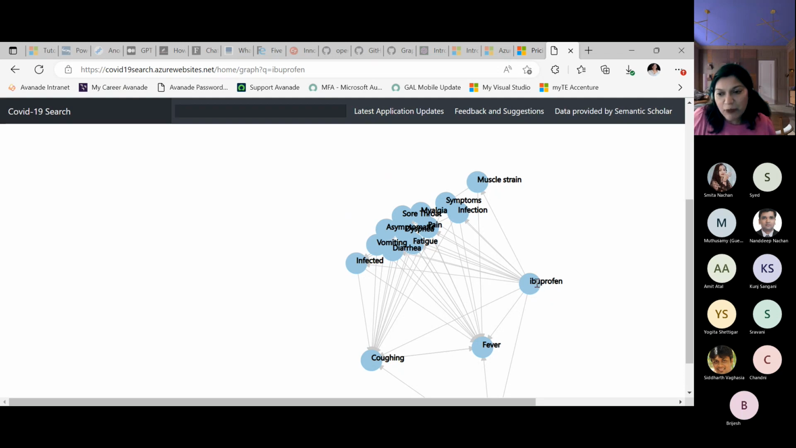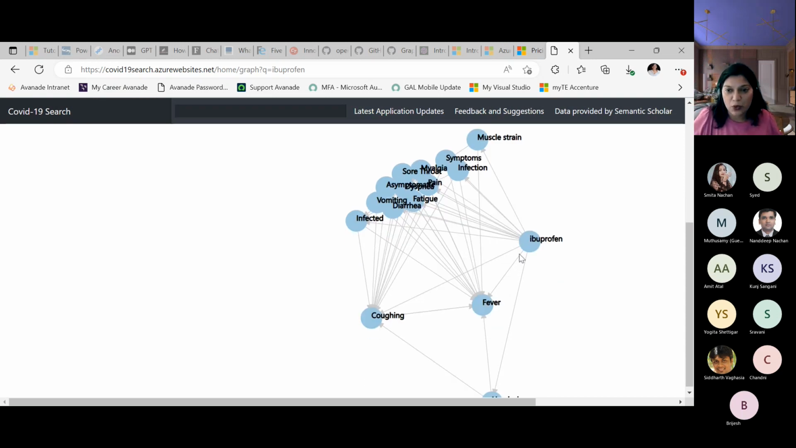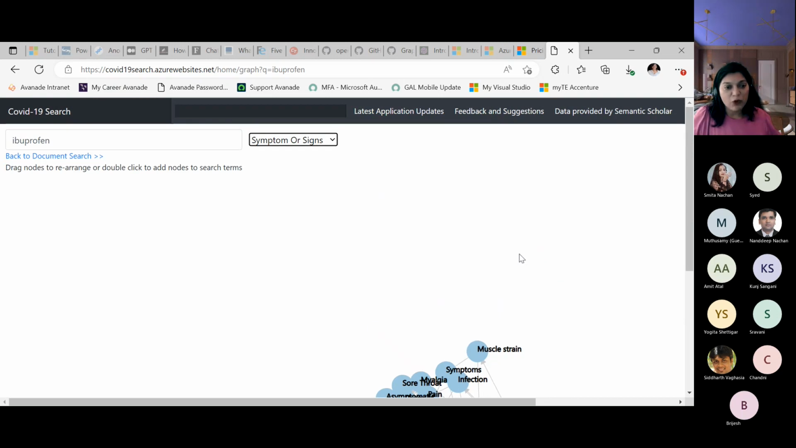So for example, ibuprofen treats muscle strain, but muscle strain is also related to fever. So you also know the primary, secondary, tertiary relationships, and you can actually see how closely connected different nodes are together. What is the degree of similarity or degree of connectivity between these different nodes? So graphs in their way are very powerful.